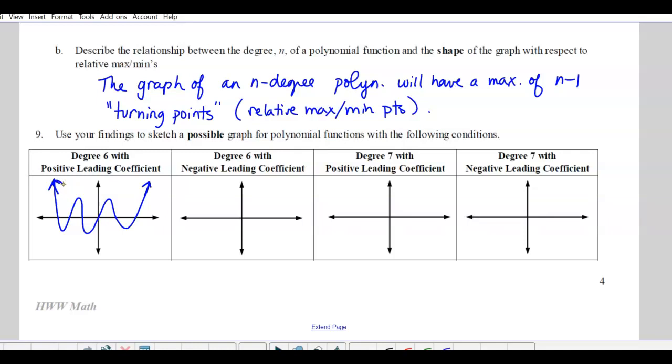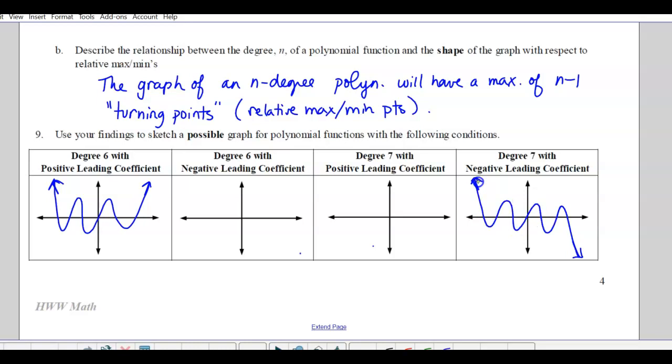I'm going to skip this one, let's do this one. Degree 7 with a negative leading coefficient. So I know it has to go down and to the right. Odd degree, so it's got to go up and to the left. And then I'm just going to zigzag. 1, 2, 3, 4, 5, 6, 7.